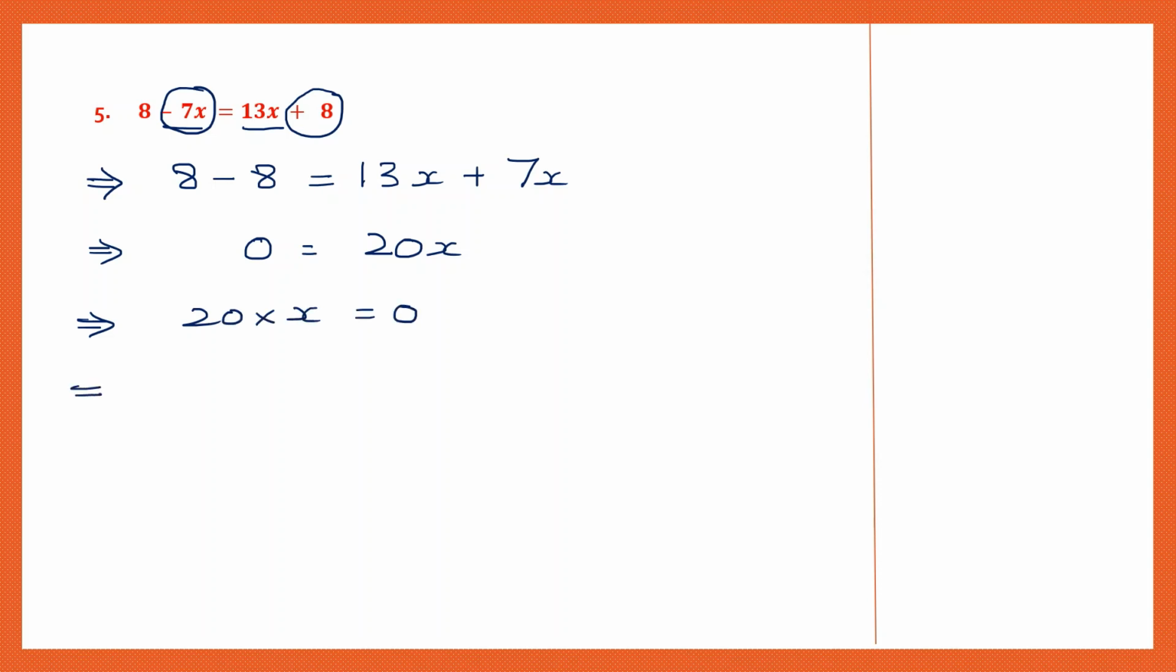So to find the value of x, what do we do? We write 0 divided by 20, because we have transposed 20 from the left hand side to the right. Now x is equal to 0 divided by 20, which is 0. So we have found the value of x. X is equal to 0.